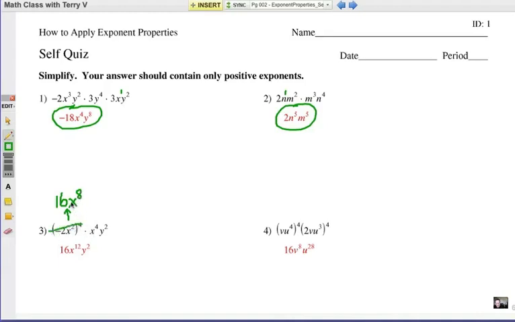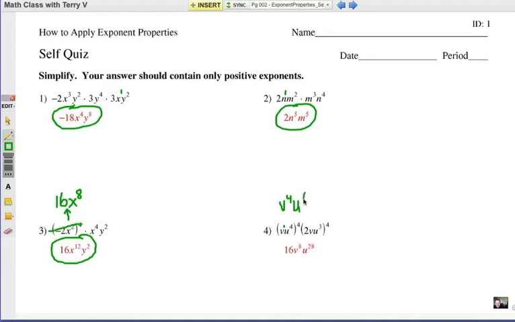Now, we're going to multiply that by x to the fourth y squared, which is why I get this for my final answer. Number 4, v u to the fourth, raised to the fourth power. Well, that's going to give us v to the fourth power, because it's the 1 power times the 4, and u to the 16th power.